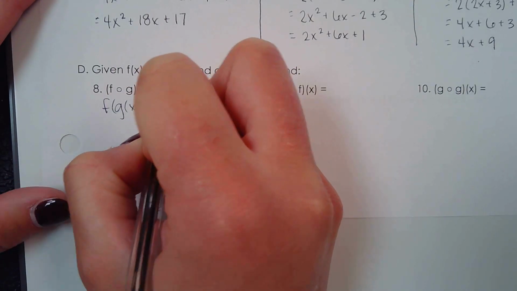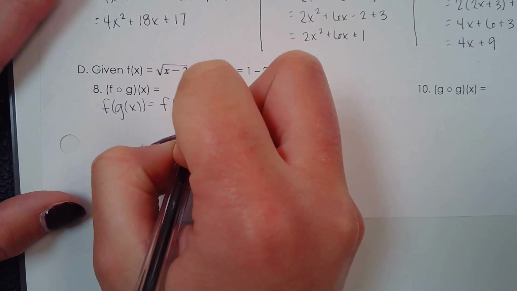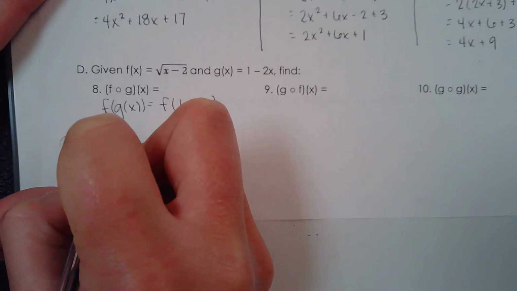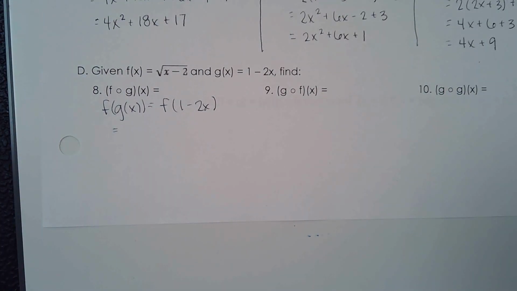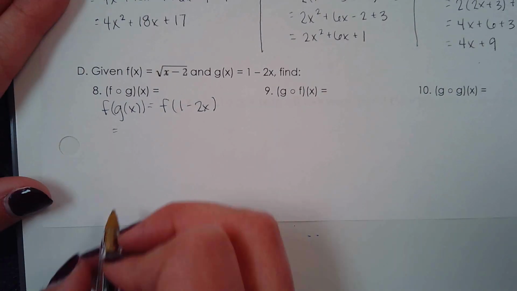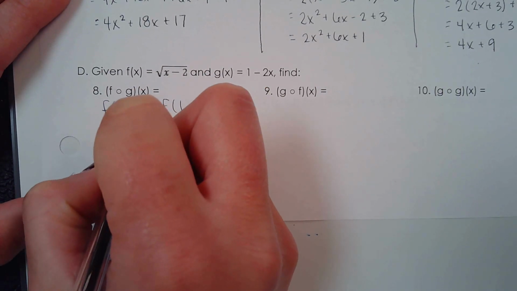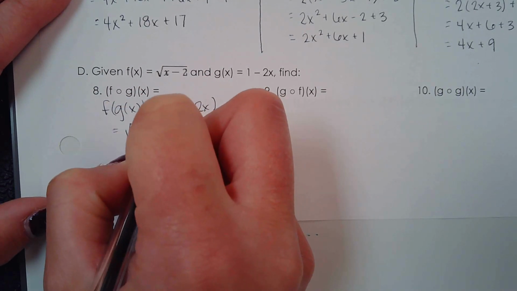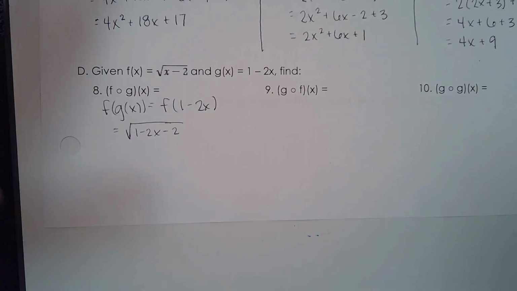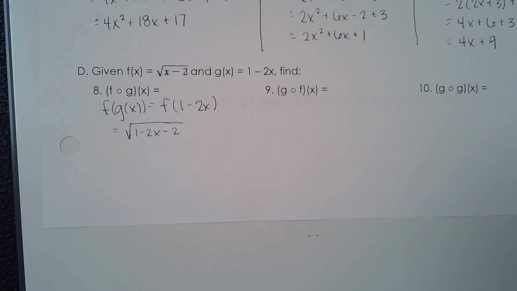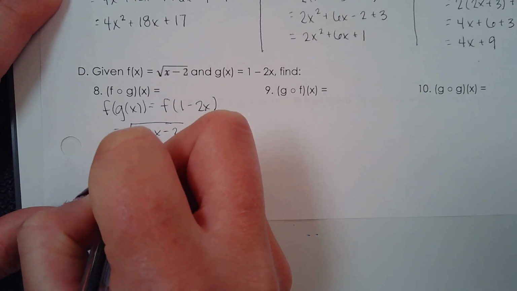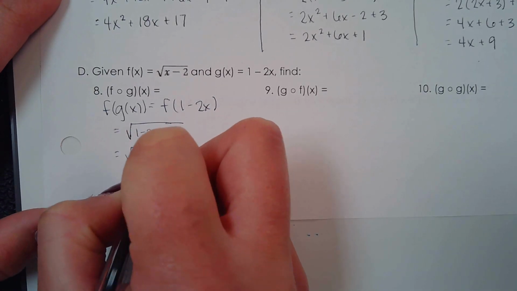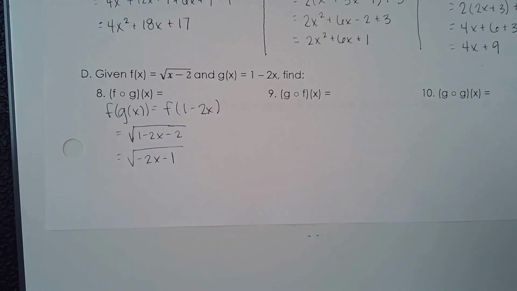So that's really going to be like f of 1 minus 2x. Everywhere that we have an x in the f function, you're plugging in 1 minus 2x. Is there anything that we can simplify there? So 1 and negative 2, what do we get? And that's as far as you can go. Is that okay? Questions?